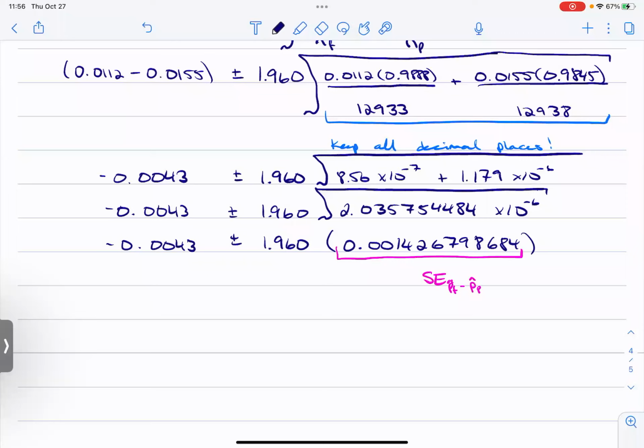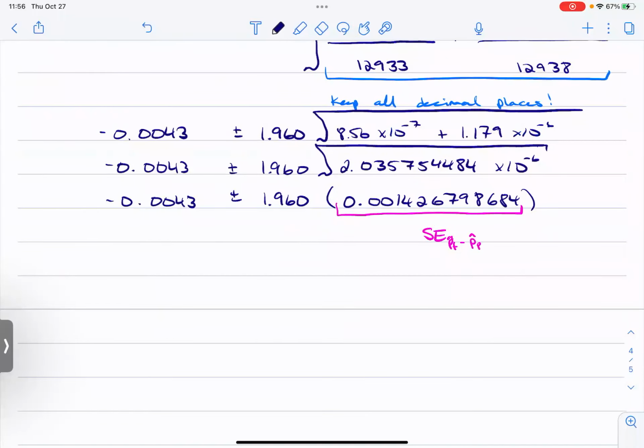If you prefer, you could have calculated the standard error on the side and then tossed it in here. It doesn't matter. In the end, we end up in the same place. So what I get is 0.0043 plus minus 0.00279652542. I write out all those decimal places so that when you're working with your calculator, you can check that you get the same values. Because if you're not getting the same values, then you did something wrong.